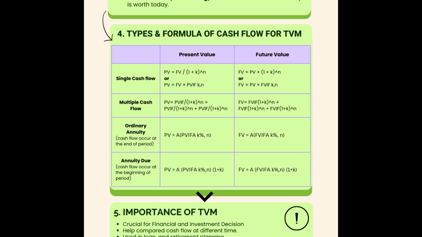There are many types and formulas of cash flow for time value of money. The first one is single cash flow, and then we have multiple cash flow. We have ordinary annuity and also annuity due. Ordinary annuity is used if cash flow occurs at the end of the period, and annuity due is used when cash flow occurs at the beginning of the period. I have created a table of formulas for present value and future value for all these types of cash flow, and feel free to use it for your future use.